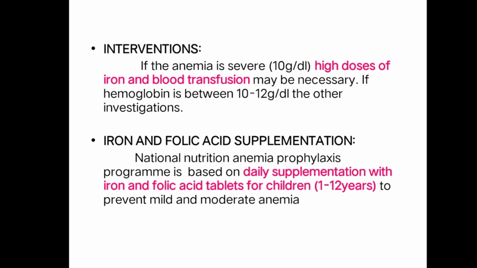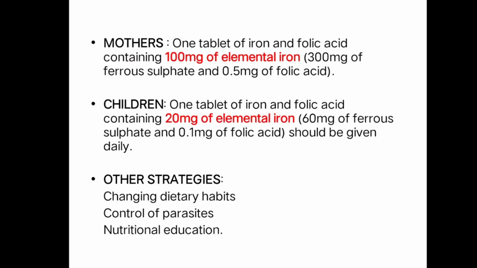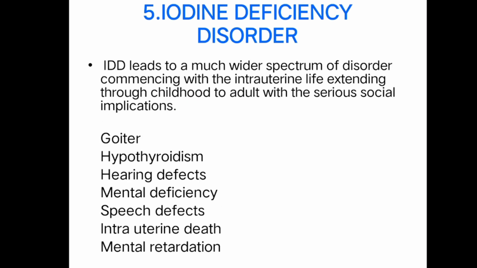So these are the interventions to prevent the anemia and to promote measures to maintain the health status. Next, in mothers, 1 tablet of iron and folic acid contains 100 mg of elemental iron, that means 300 mg of ferrous sulfate and 0.5 mg of folic acid. And in children, it contains 20 mg of elemental iron, that is 60 mg of ferrous sulfate and 0.1 mg of folic acid. Next is iron deficiency disorder.